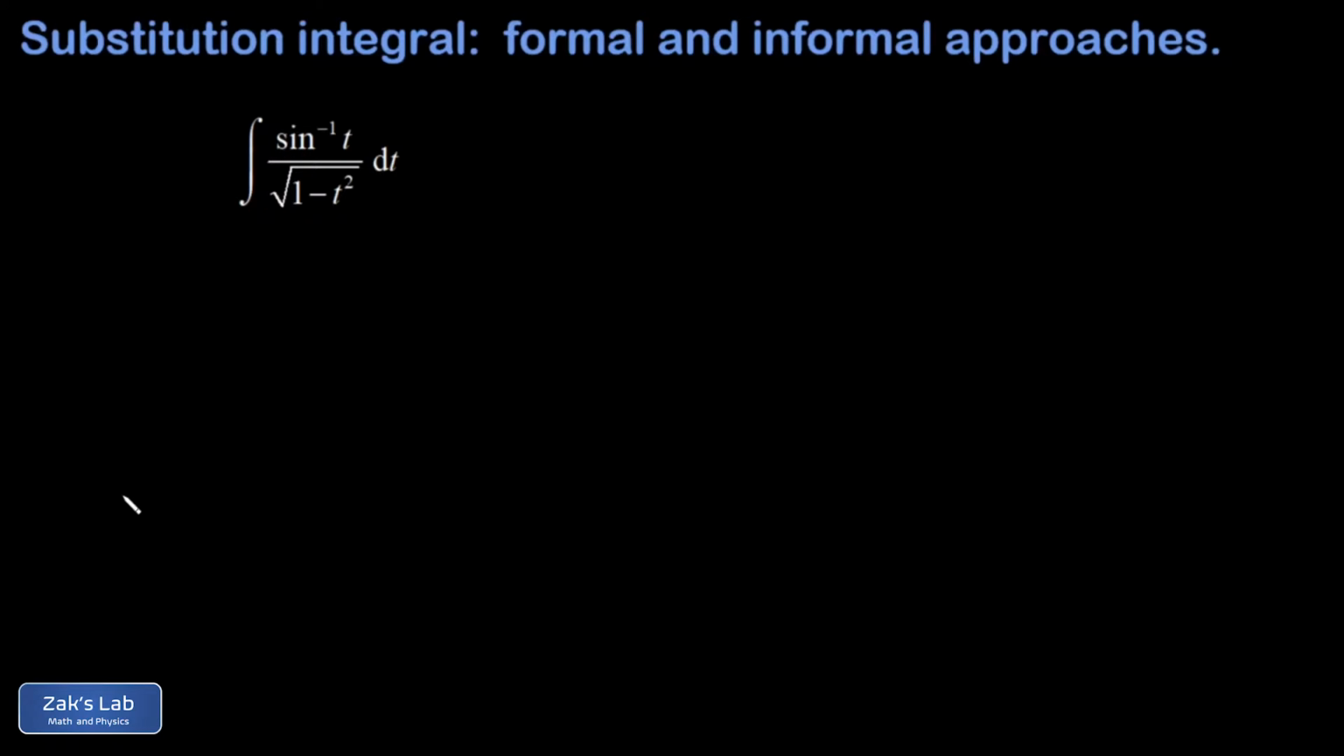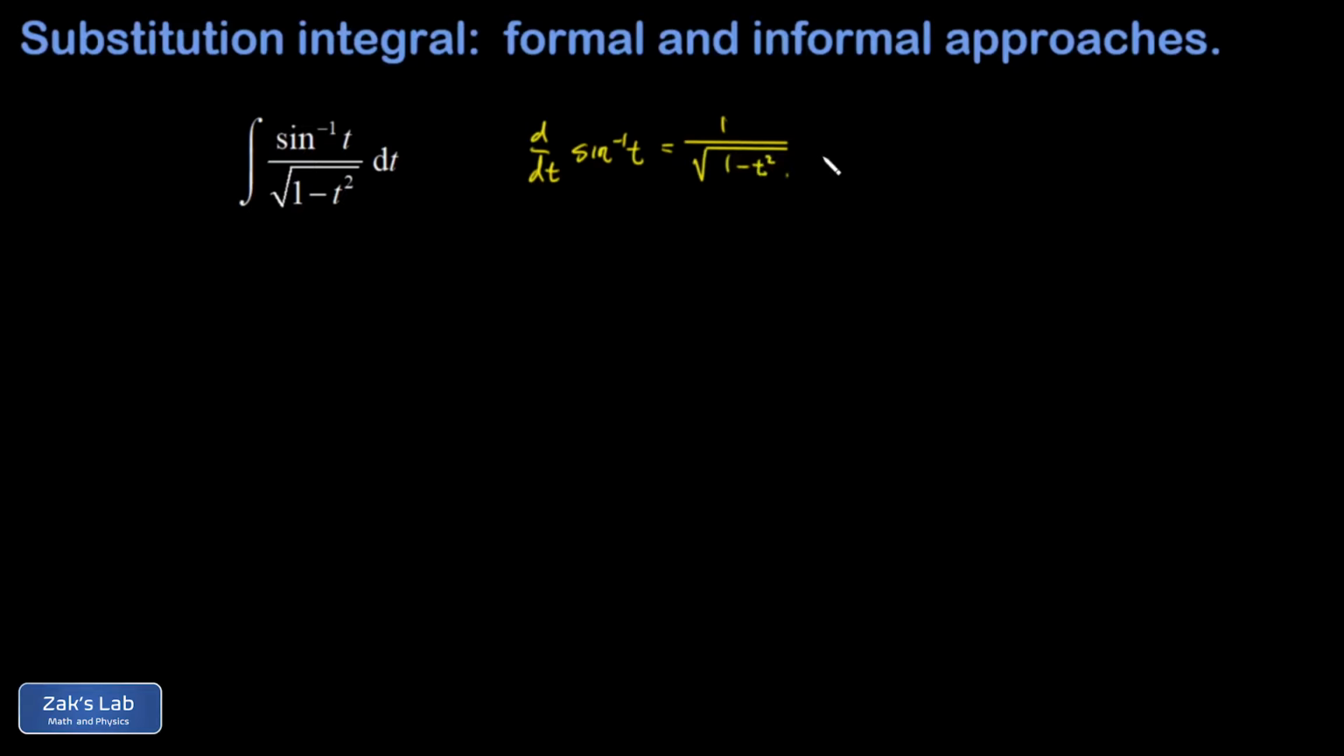In this video, we're integrating the inverse sine of t divided by the square root of 1 minus t squared. And it's critical here to realize that 1 over the square root of 1 minus t squared is the derivative of the inverse sine of t. So just a little reminder here.